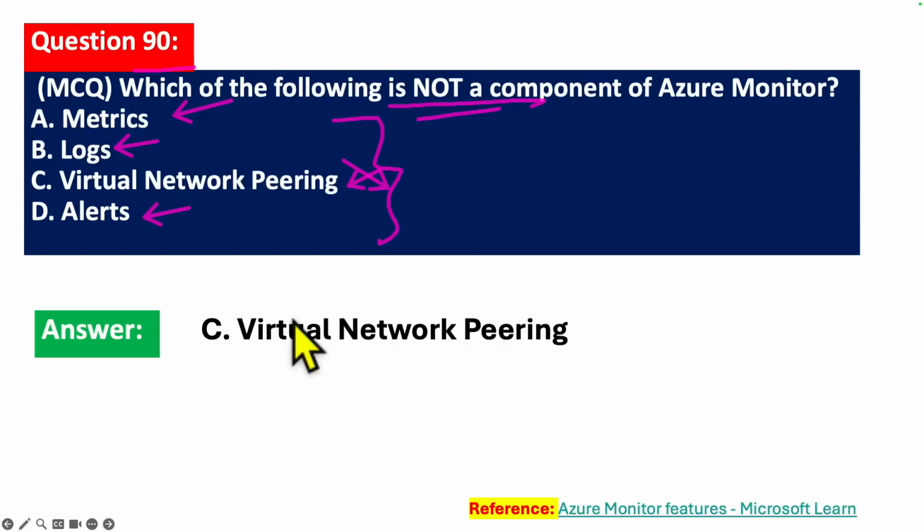So the correct answer, which is the wrong answer, is virtual network peering, because it is not part of Azure Monitor.